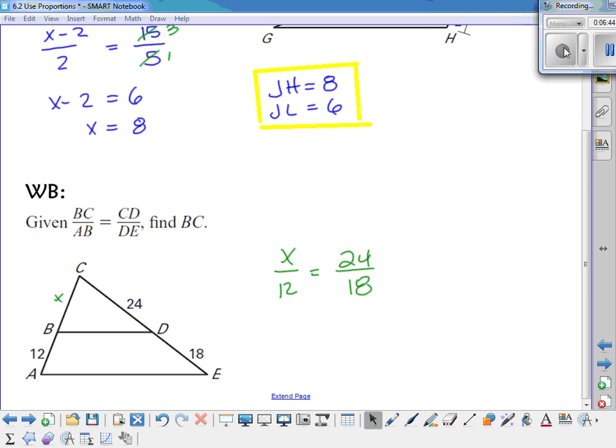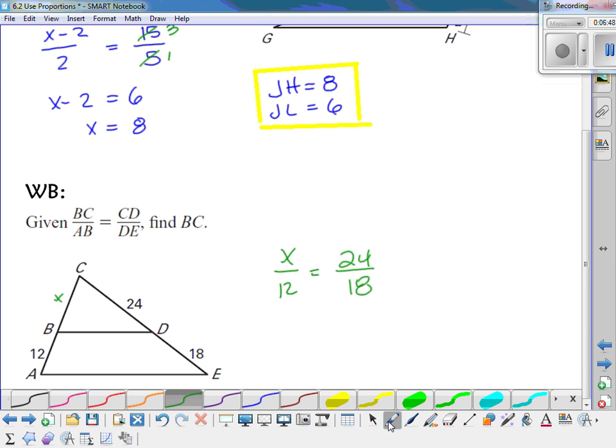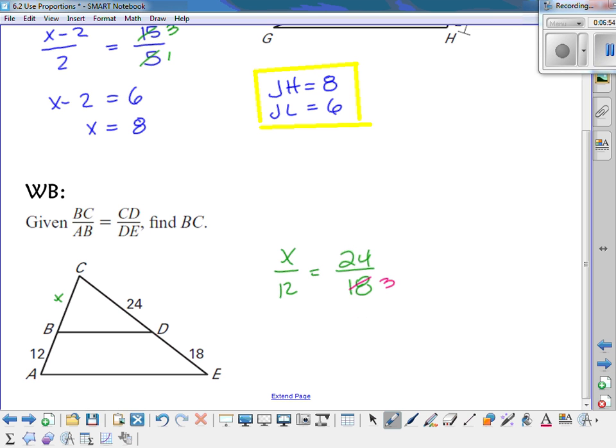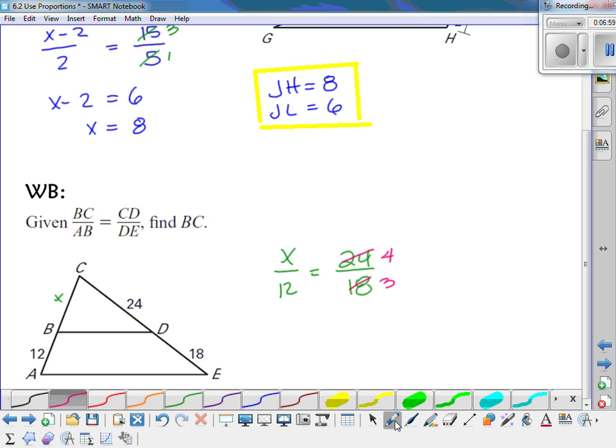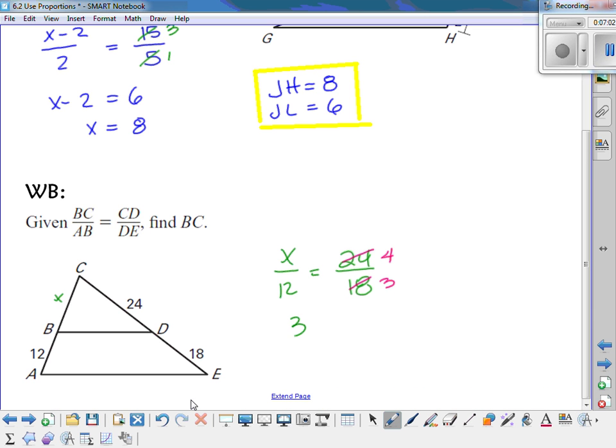Okay, so when you set that one up, you would have X over 12 is equal to 24 over 18. I can reduce 24 over 18 because 6 goes into both of those. So it becomes 4 over 3. And so when I cross multiply, I have 3x is equal to 4 times 12, or 48. And then we divide by 3, and we get that x is equal to 16. So BC has a length of 16.